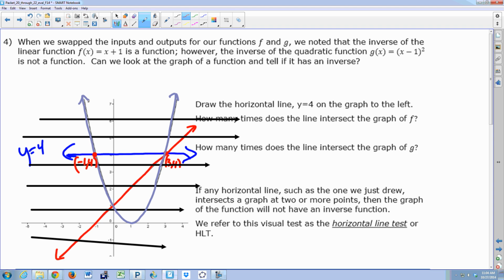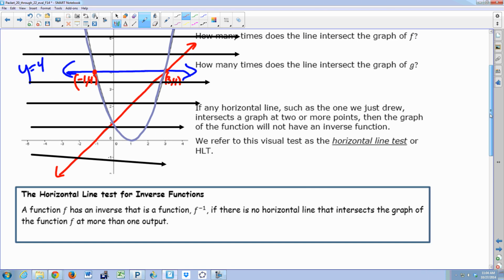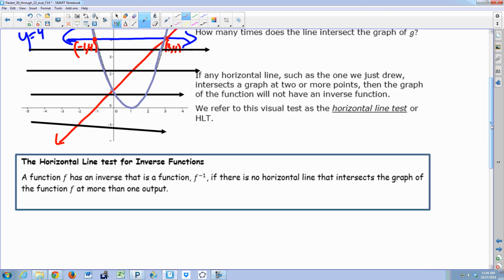All right, so this is what we refer to as our visual test for whether a horizontal line has a function or not. And we just say, if there is no horizontal line that intersects the graph of a function at more than one output, we're golden. We have an inverse function.